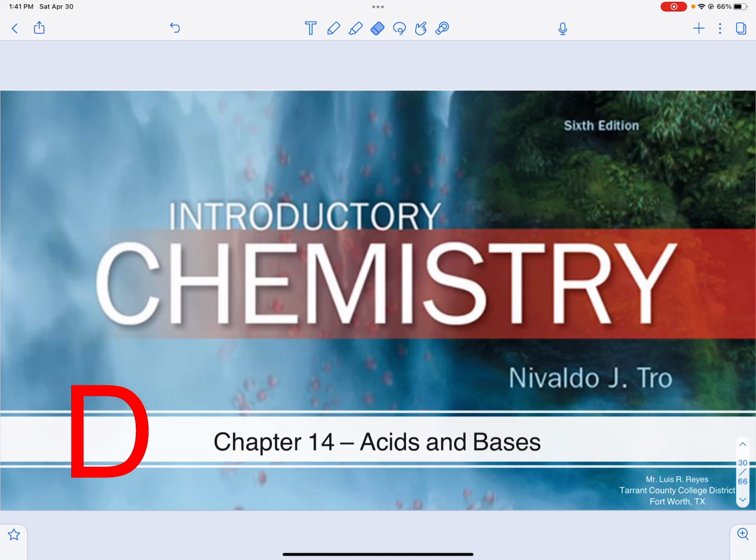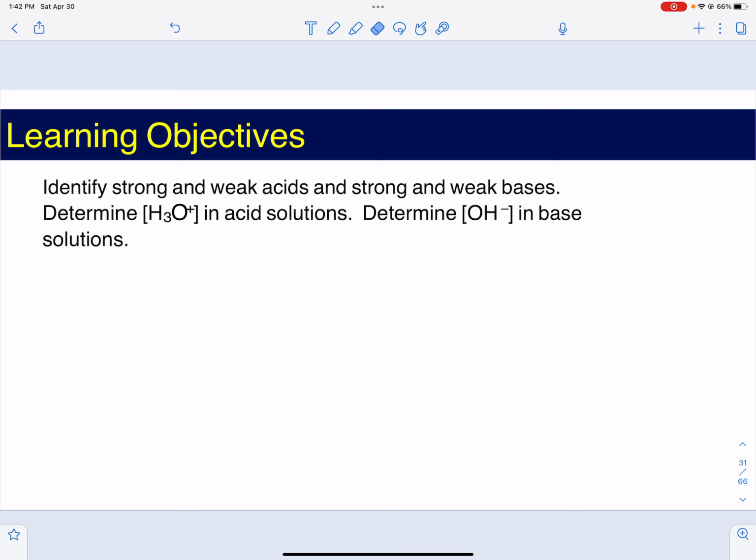Welcome back again. So this is part D of chapter 14 on acids and bases. In this part of the lecture, we're going to talk about how to differentiate between a strong or a weak acid. We will do the same thing for the bases. And once we do that, we're going to determine the concentration of hydronium in the solution.